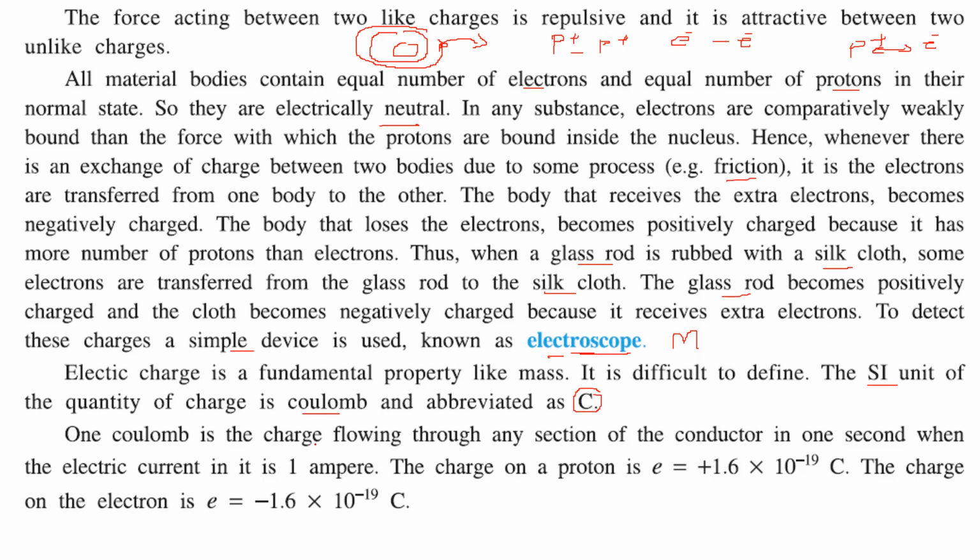So what is a coulomb? A coulomb is the charge which is flowing through any section of the conductor in 1 second when the electric current is 1 ampere. The charge on a proton is 1.6 × 10^-19 coulomb, and the charge on an electron will be the same value with a negative sign, minus 1.6 × 10^-19 coulomb.